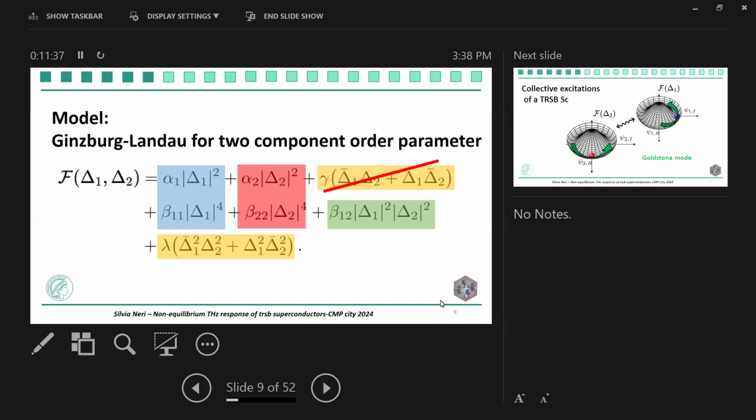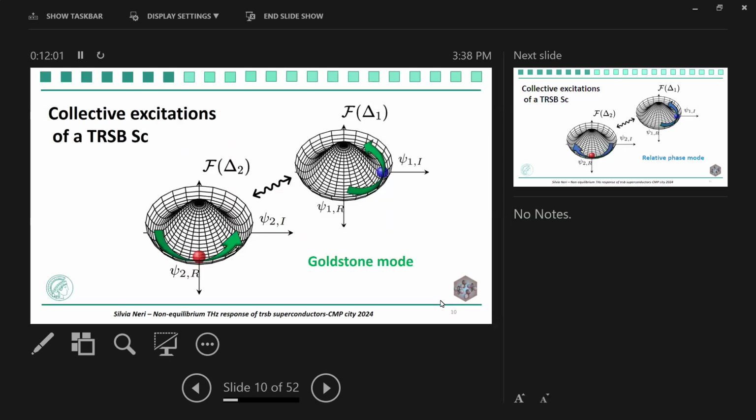Now, I want to pictorially illustrate what we can picture this system to host as excitations. So we have two complex order parameters, and they can, in total, have each of them two bosonic collective excitations. So we have four bosonic excitations. So let me just pictorially illustrate what we can expect.